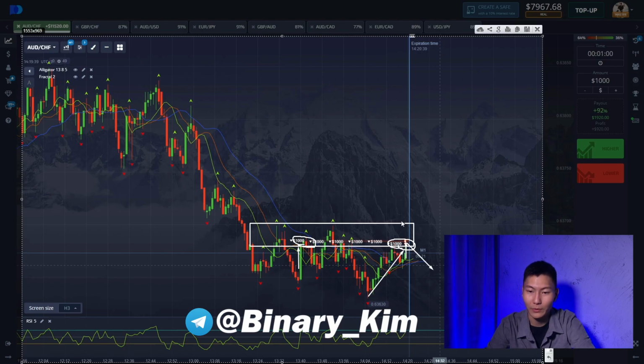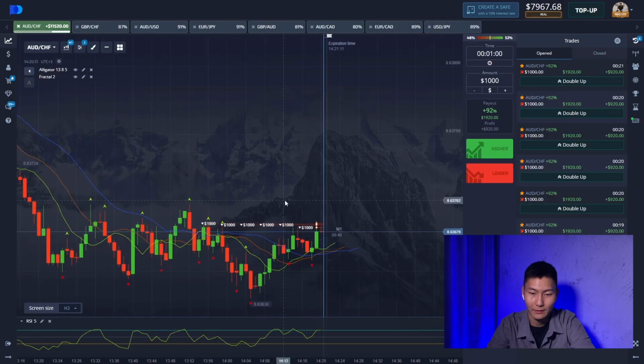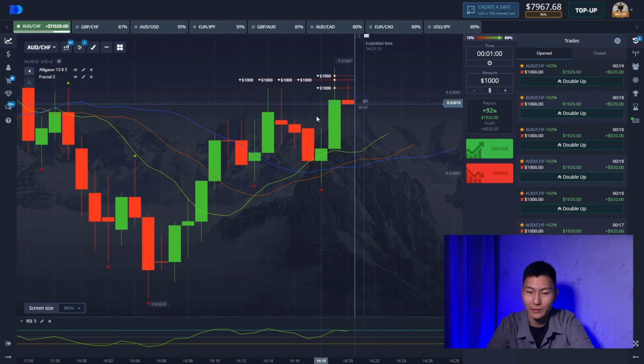There are more downward dynamics, and after this correction the pullback to the downside. So we already saw the impulse candles, after which a correction or a small pullback should follow. And in general we have a nice trade entry level.